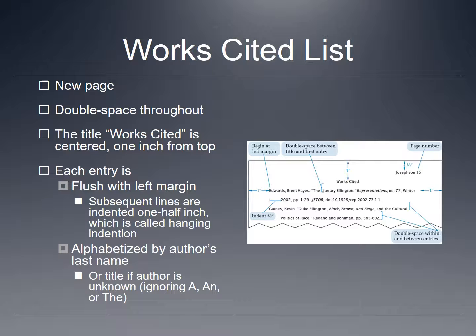Works cited is a new page. It is double-spaced throughout, as is everything else in this document. The title, works cited, is centered 1 inch from the top. Each entry is flush left, but subsequent entries are indented 1/2 inch. It's an anti-paragraph, and I'll show you how to make a hanging indentation in a moment. And you're going to alphabetize it by author's last name.